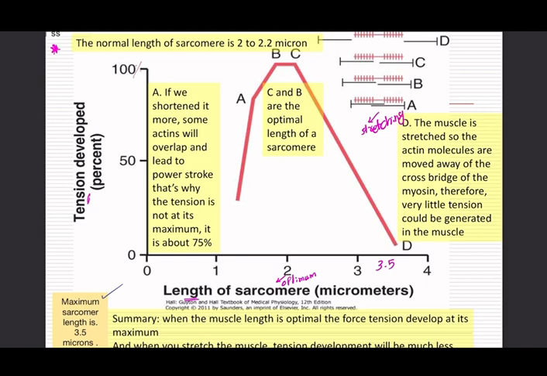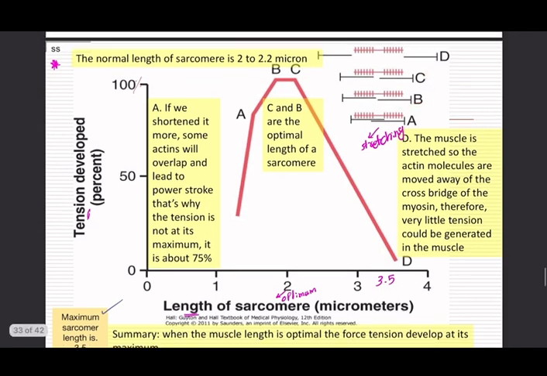However, we need it to be better. So B and C, which is around 2 and 2.2 microns, is gonna have around 100% tension, as you see here, which is the optimum. When you look at the sarcomere fully stretched, which is around 3.5, you're gonna see the tension is the least of them.